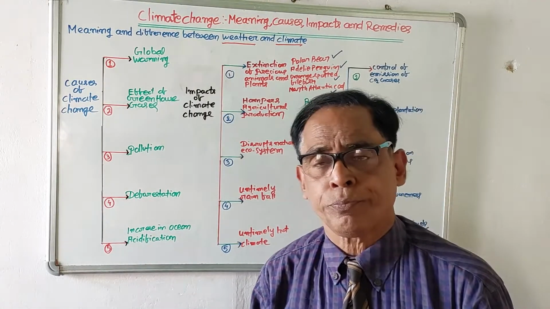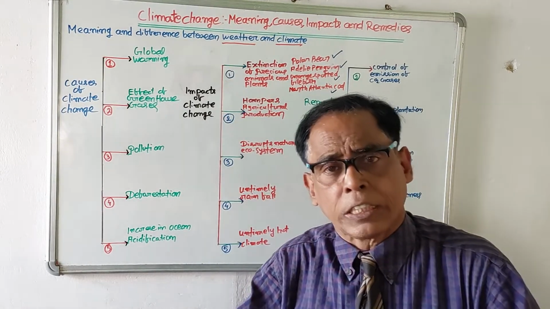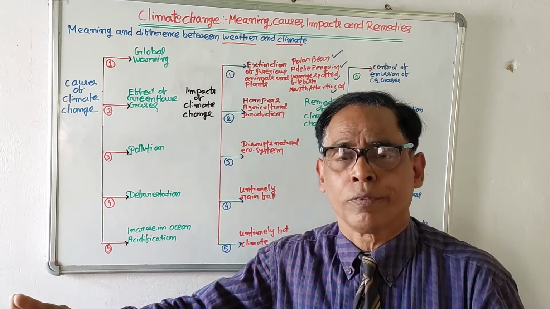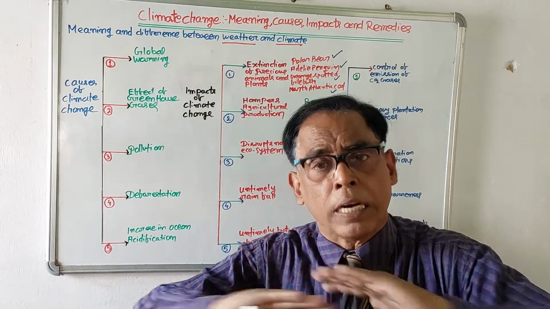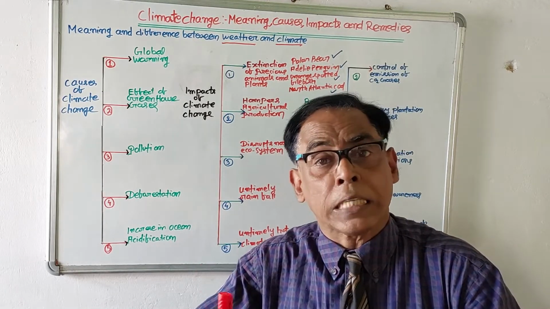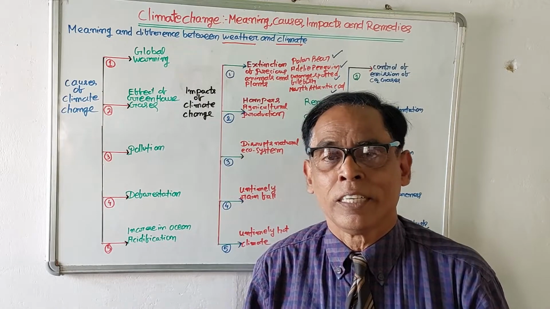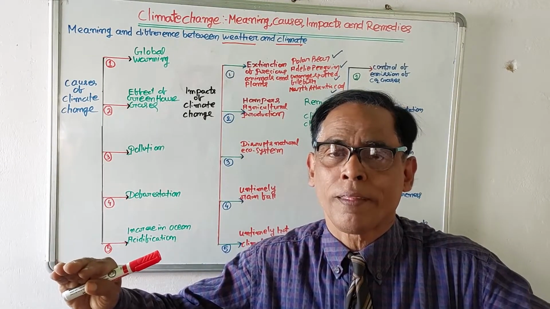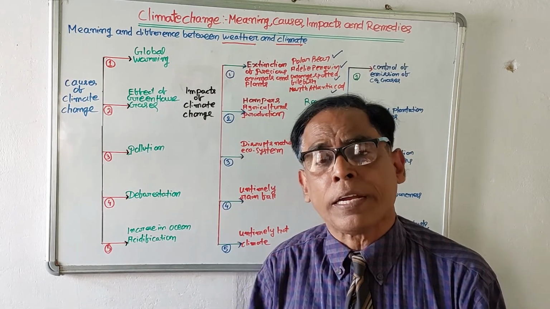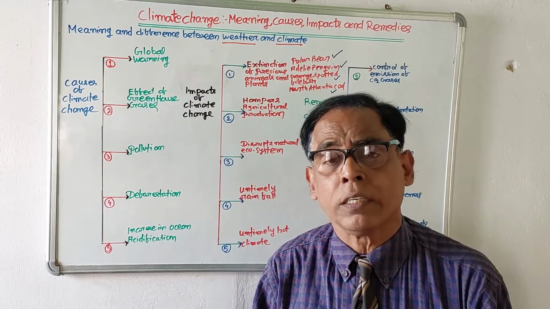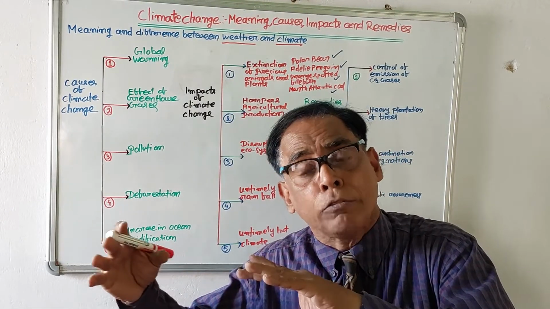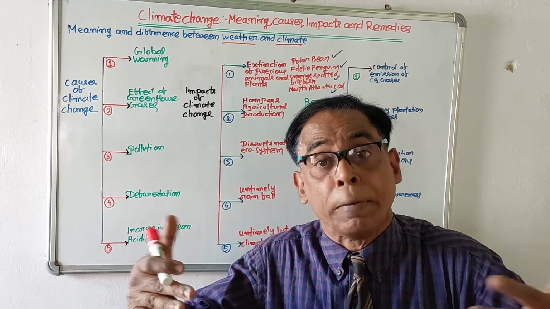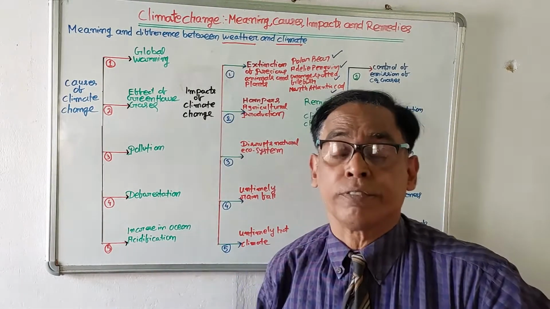And number 4, deforestation. Due to the rapid process of industrialization and urbanization, forests are no longer found. Trees are cut, and forests are no longer found as before, because it is the nature of trees to maintain a balance in the atmosphere. As deforestation increases day by day due to industrialization and urbanization, the number of trees decreases. As trees are not found today, the balance of the environment is not maintained. So deforestation is another cause of climate change.